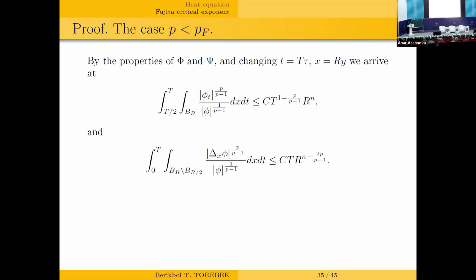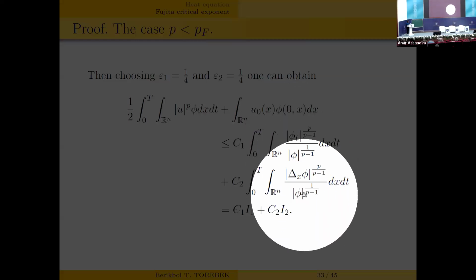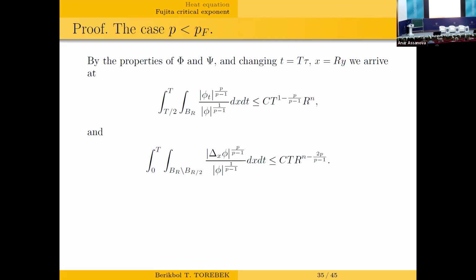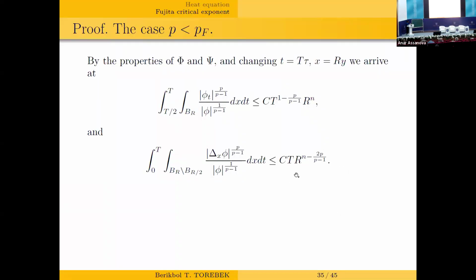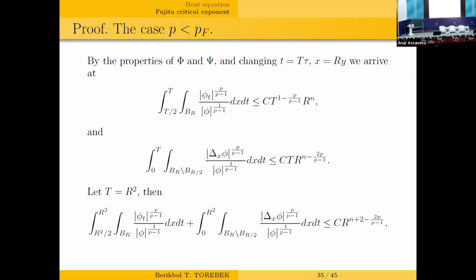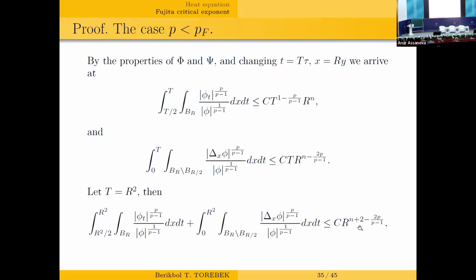Then we can estimate the right-hand side. We can estimate this one and this one. Then, changing the variables t by capital T τ and x by capital R y, we can obtain this kind of inequality for the first term and this kind of inequality for the second term. Here B_R is a ball with radius R. And now we can put T R² instead, because T and R are large numbers. Then we can write this sum. We can estimate it by this capital C R to the power of (n+2-2p)/(p-1).